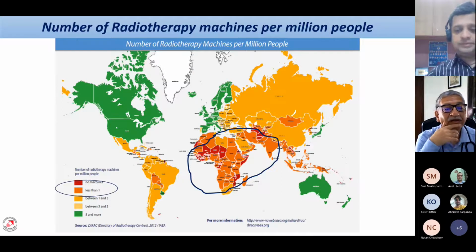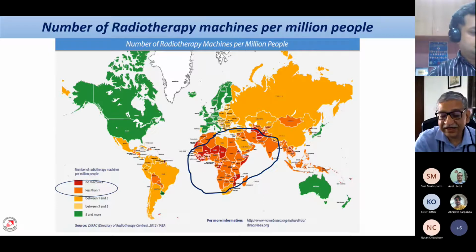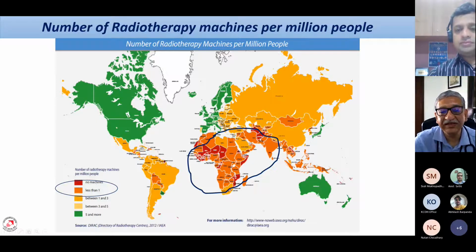This is a map of the world by the number of radiotherapy machines per million population. And you can see that parts of the world, including India, that have the highest incidence of locally advanced cancers which require radiation, have some of the least developed infrastructure with respect to not only radiotherapy, but other treatments as well. Of course, we are getting better in the last few years, and hopefully the situation will improve in the coming few decades.